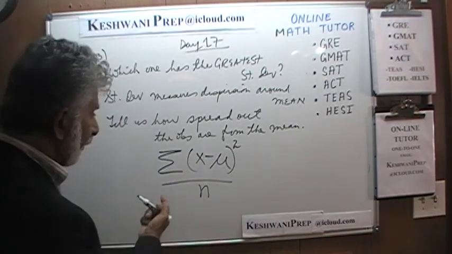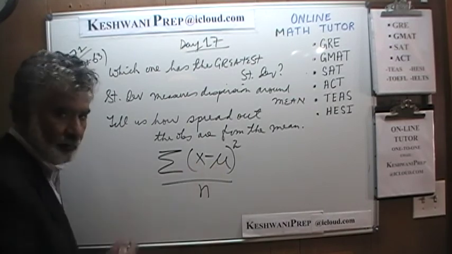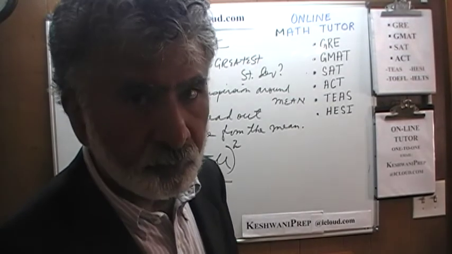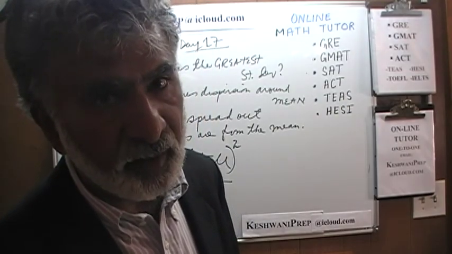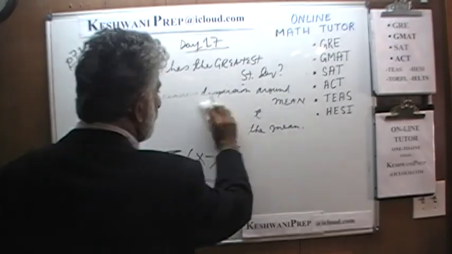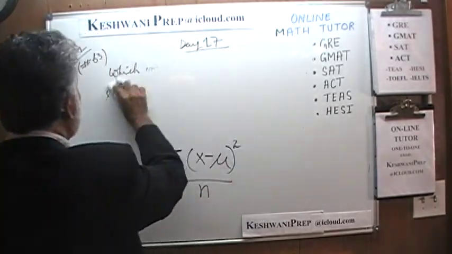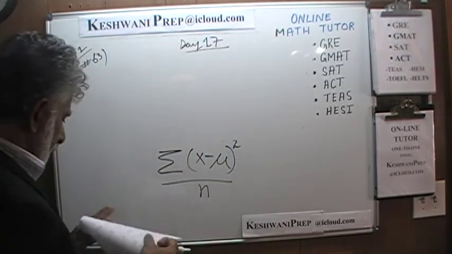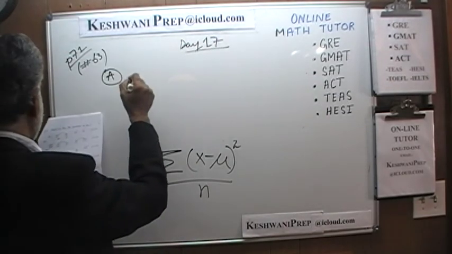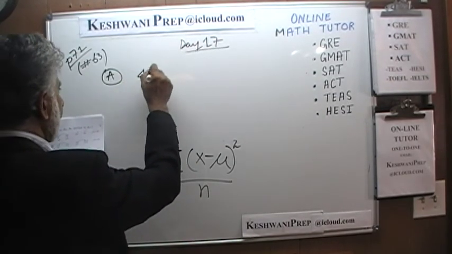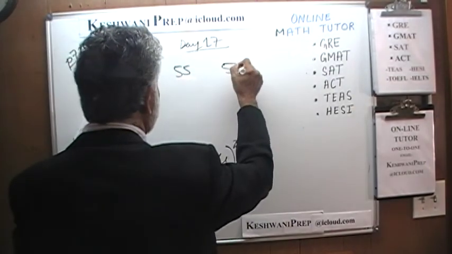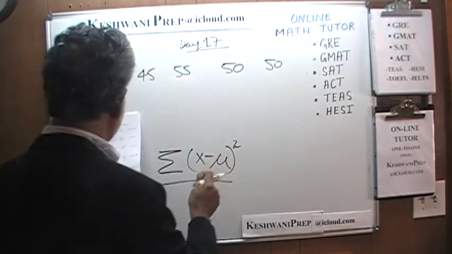So this is what we're looking for, the sum of the deviations from the mean, which means the very first thing we're going to have to do is figure out the mean of these five groups of numbers that I'm about to put on the blackboard. The first one is A. It says 45, 55, 50, and 50.